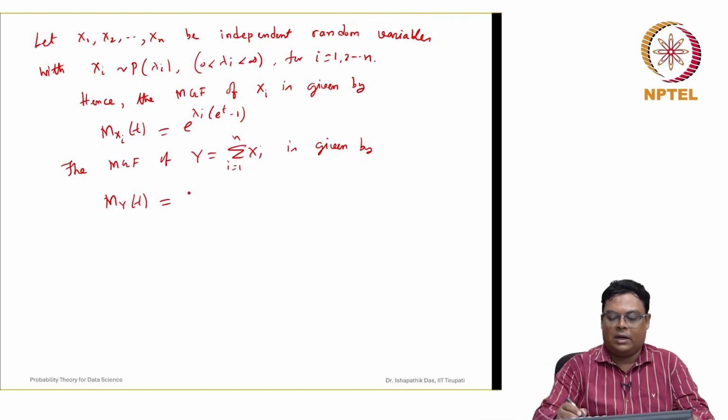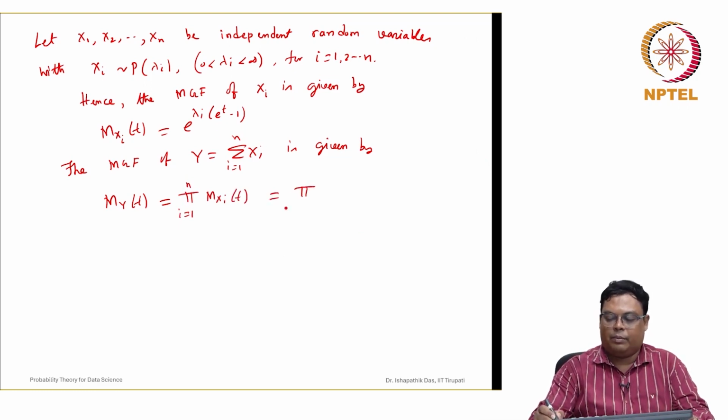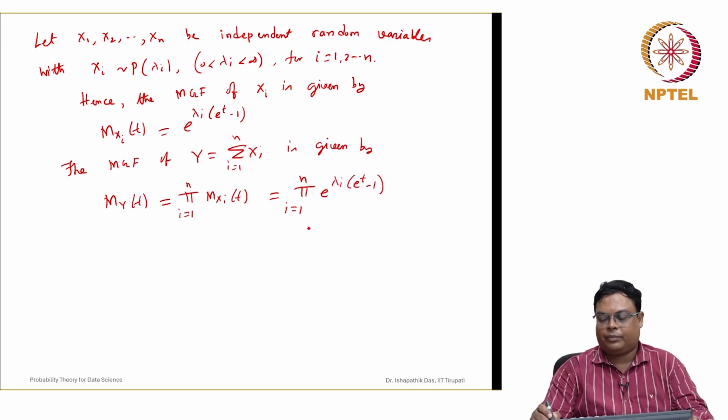So, this is nothing but the product from i equals 1 to n of M_{X_i}(t). So, M_{X_i}(t) is here. So, this is the product from i equals 1 to n of e to the power of lambda_i times (e to the power of t minus 1). I think you understand this product notation; several times we have used those kind of notations, or explicitly we can write it also.